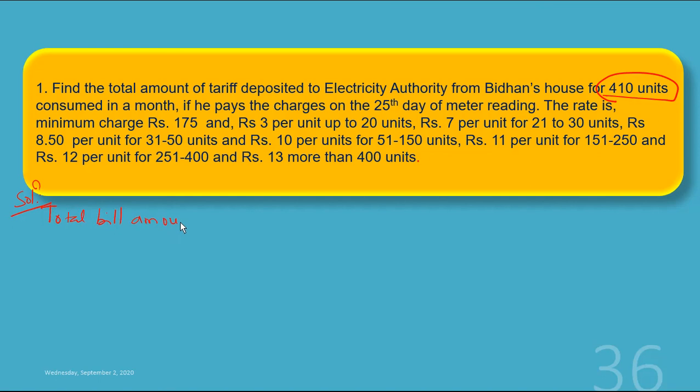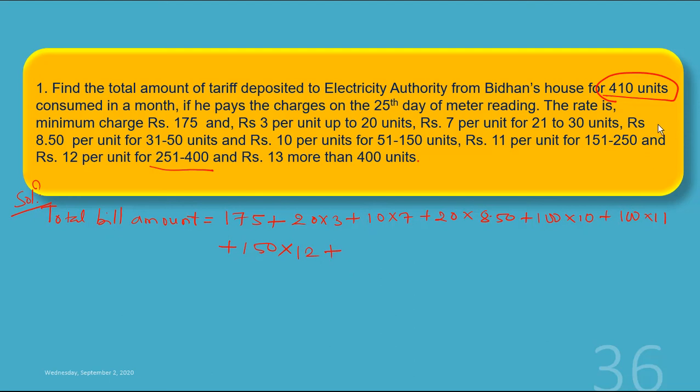175 plus for the first 20 units at the rate of 3, plus next 10 units at the rate of 7, plus next 20 units at the rate of 8 rupees 50 paisa, plus next 100 units at the rate of 10, next 100 units at the rate of 11, plus next 150 up to 400 at the rate, what's the rate for this? 250 to 400 is rate 12, plus for the remaining, last how many left? 10, and last 10 units at the rate of 13.